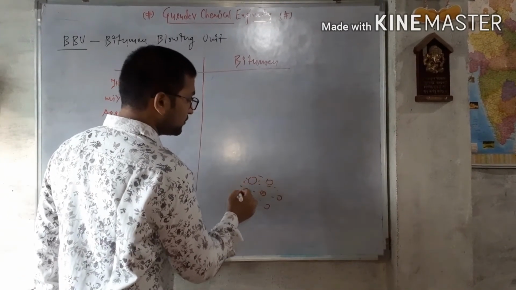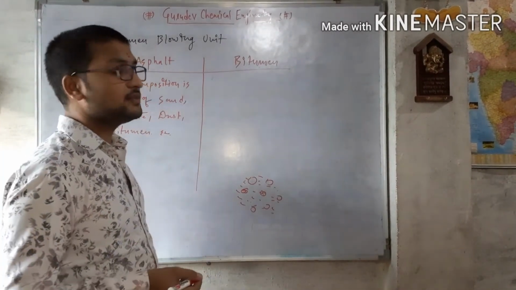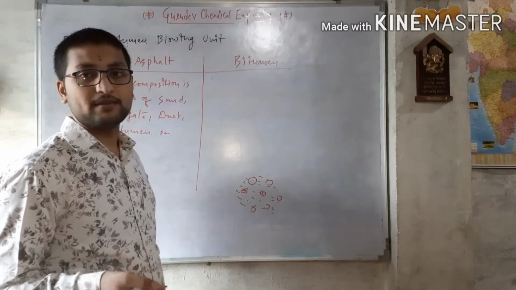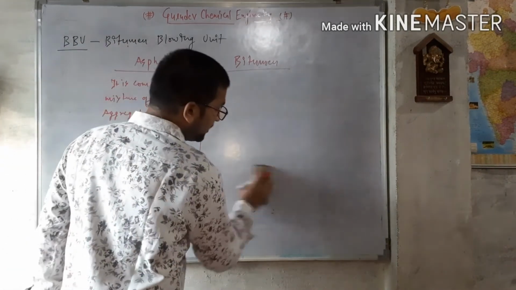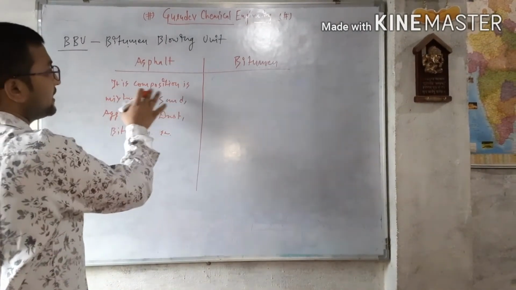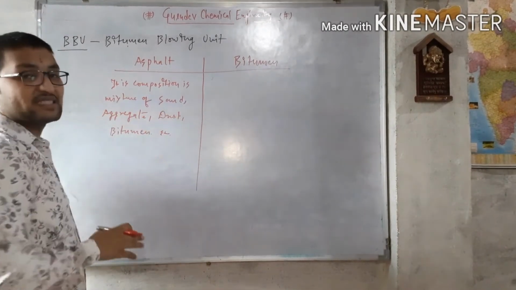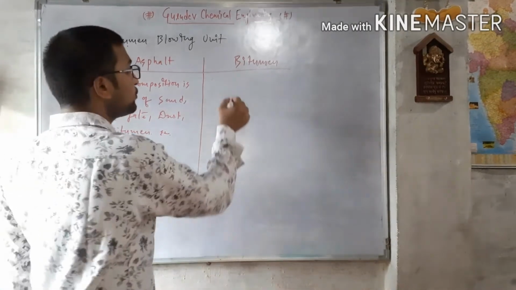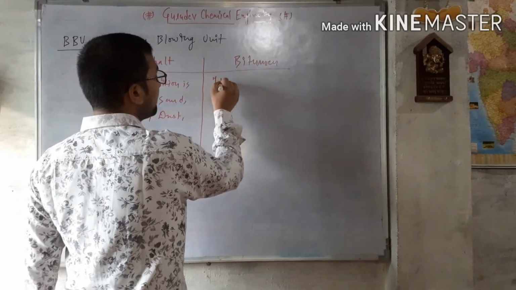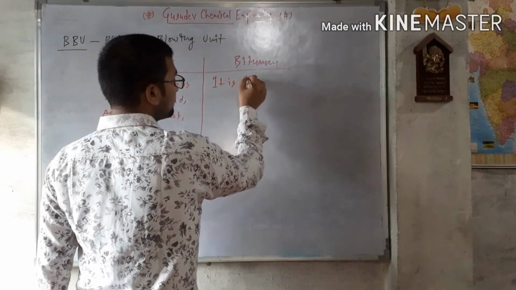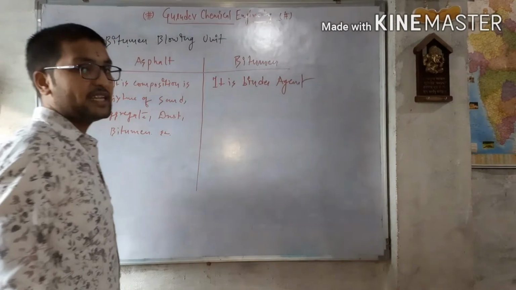Its applications are making roads, waterproofing, or use in drains and drain gutters, etc. These are the uses of asphalt. So first, the composition is a mixture of sand, aggregate, dust and bitumen, and bitumen, as we have discussed, is a binder agent.